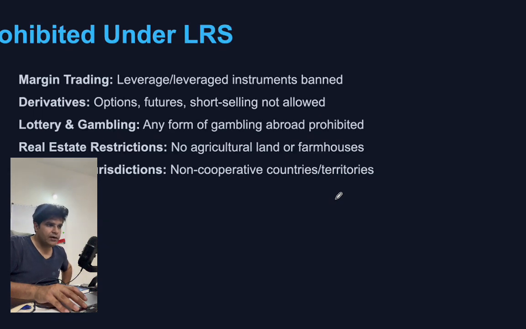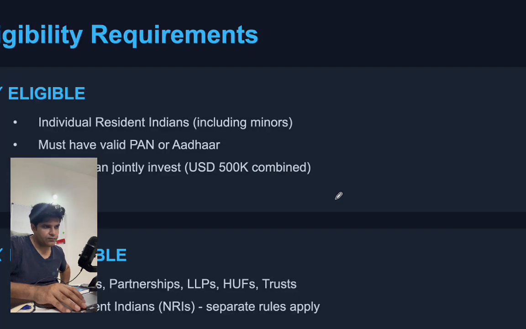Now, what is prohibited under LRS? There are certain prohibitions, which is the margin trading, trading on leverage, right, which is strictly prohibited, and it is highly advisable for people to avoid this even within India, because as Warren Buffett says, derivatives are the weapons of mass destruction, right? Lottery and gambling is again prohibited. Real estate restrictions: no agricultural land or farmhouses can be bought under this scheme, and with non-cooperative countries of the US, there are restricted jurisdictions.